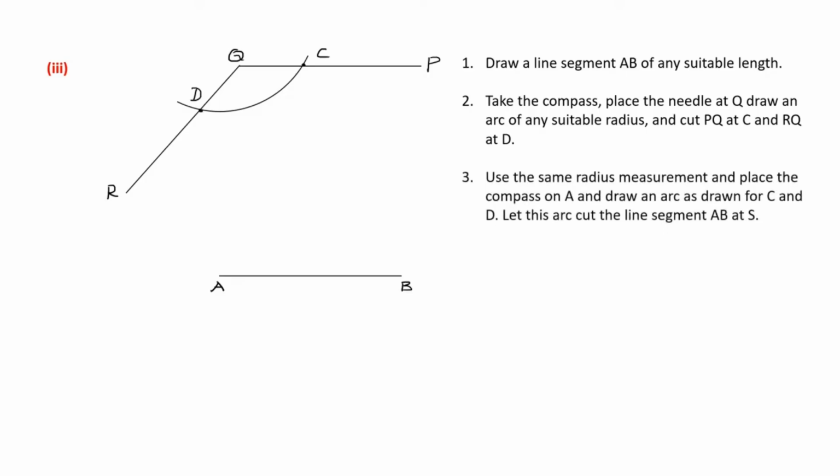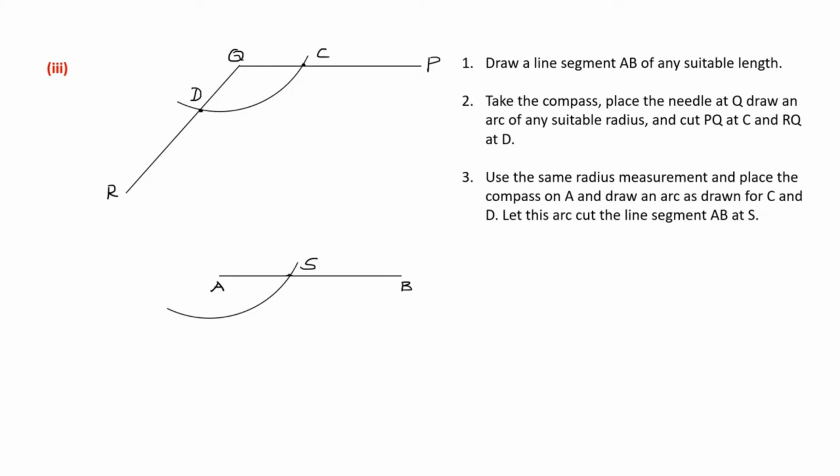Now use that same radius measurement and place the compass on A and draw an arc as you did for C and D. So let's draw that arc. So we have drawn an arc as we did for C and D. Now let this arc cut the line AB at a particular point which we are going to name as S.